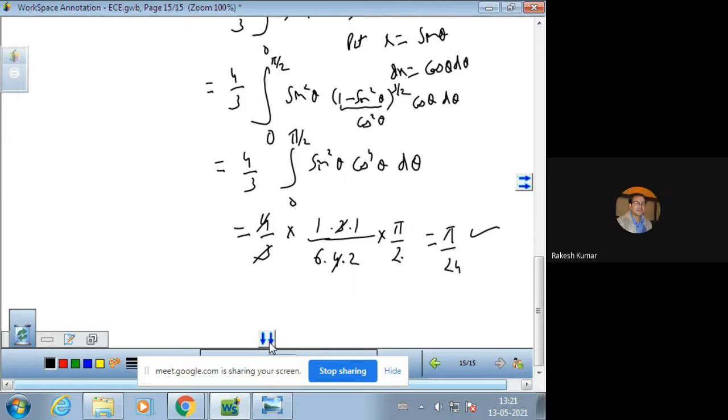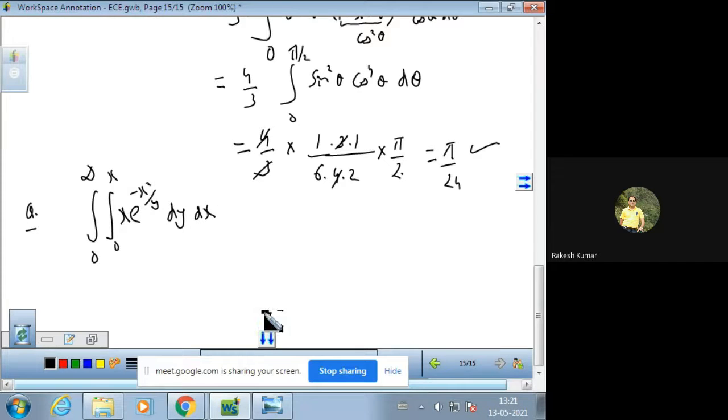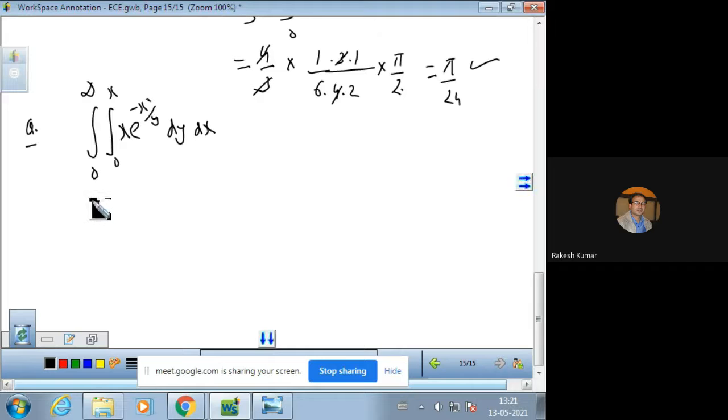Now we have one more question, that is the important one. The question is: evaluate the double integral from 0 to infinity, this is important, and 0 to x, of x e raised to power minus x square over y, dy dx. First of all, the given region of integration is in xy, and the variable limits are 0 to x. So these are the limits of y, and your x varies from 0 to infinity.